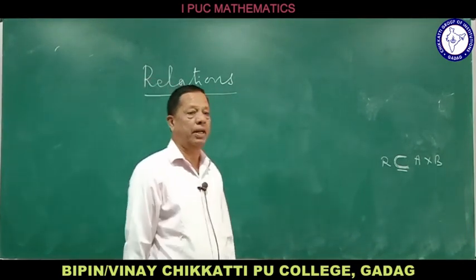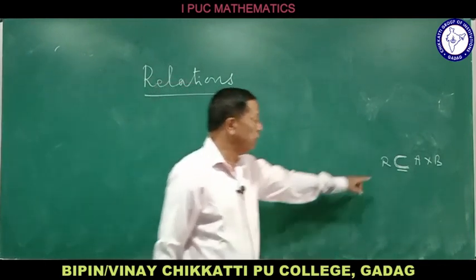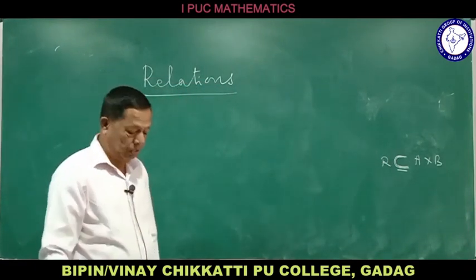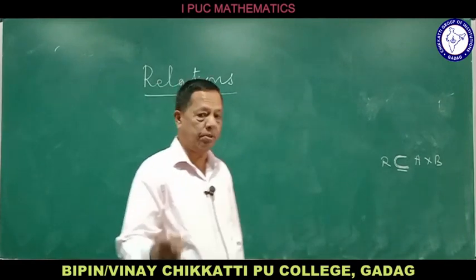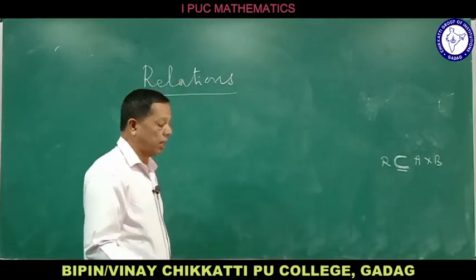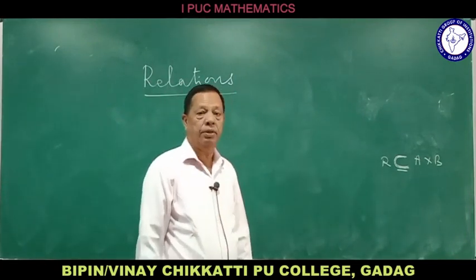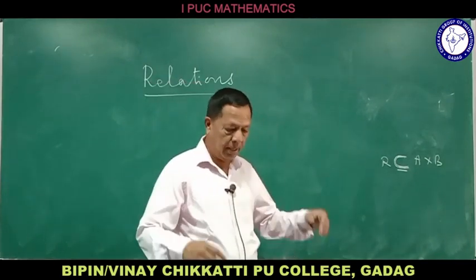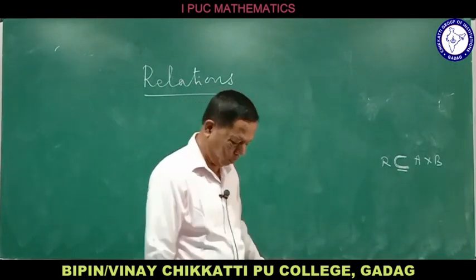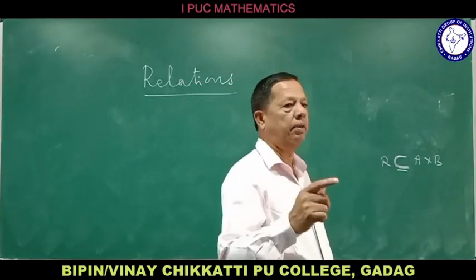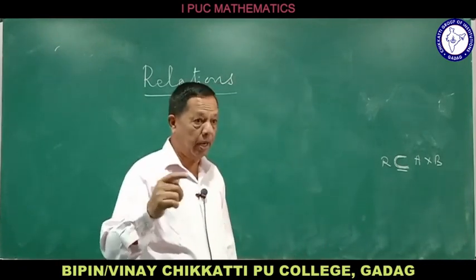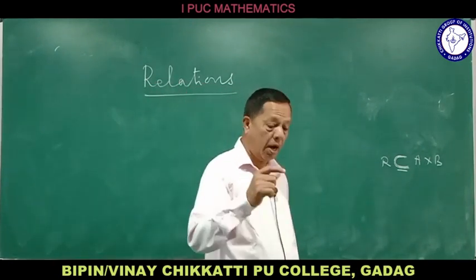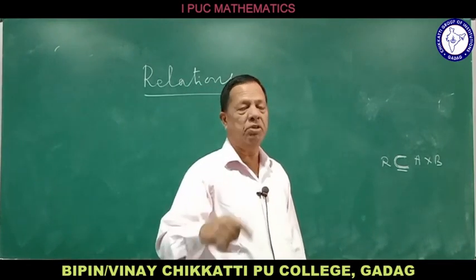We are defining a relation, with big R as the symbol: a relation R from a non-empty set A to a non-empty set B is a subset of the Cartesian product of A and B, which we write as A cross B. Relation is nothing but a subset of the Cartesian product.